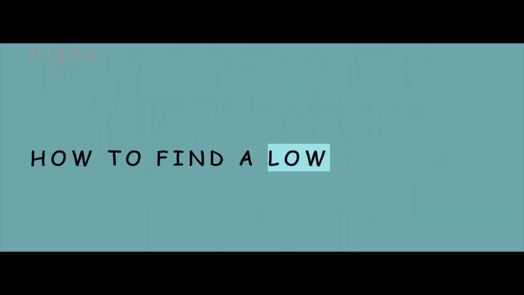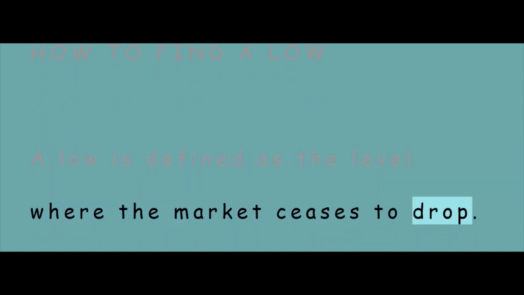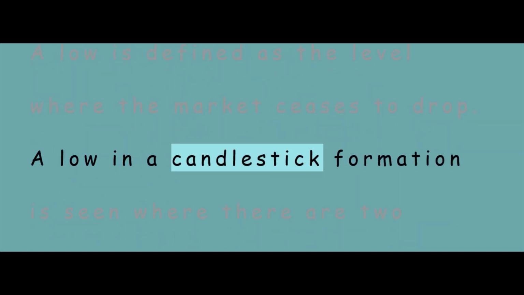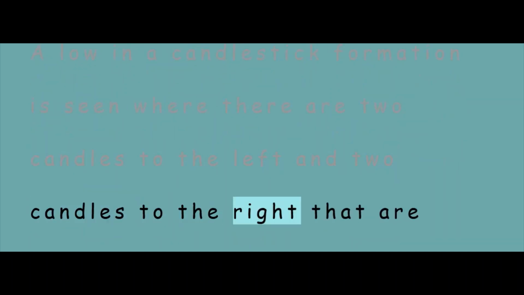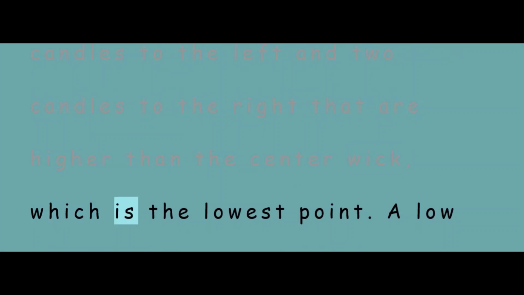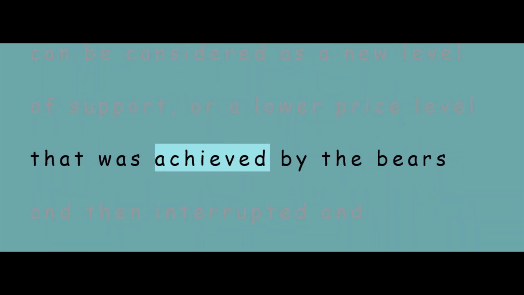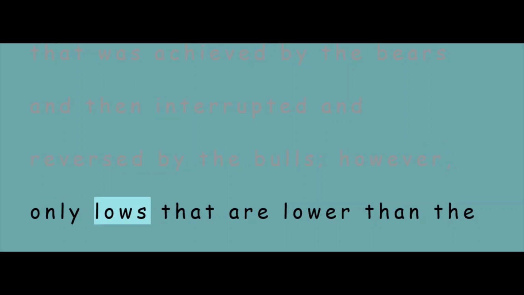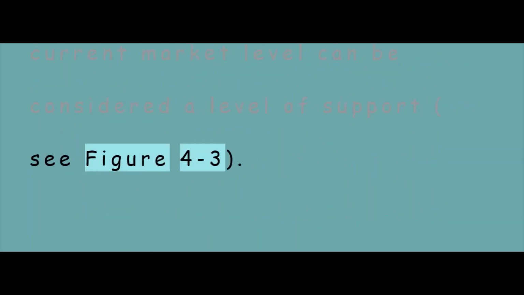How to find a low. A low is defined as the level where the market ceases to drop. A low in a candlestick formation is seen where there are 2 candles to the left and 2 candles to the right that are higher than the center wick, which is the lowest point. A low can be considered as a new level of support, or a lower price level that was achieved by the bears and then interrupted and reversed by the bulls. However, only lows that are lower than the current market level can be considered a level of support, see figure 4.3.